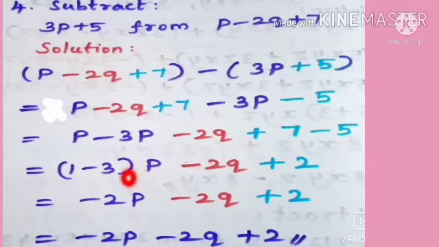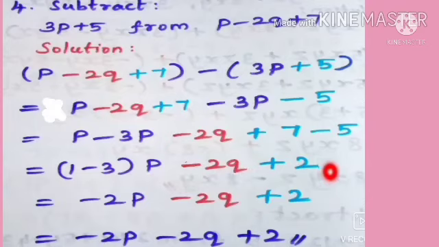In the next step, we have to subtract the coefficients of like terms separately. So, the coefficient of p is 1 and the coefficient of minus 3p is minus 3. So, 1 minus 3 is minus 2p. So, here the q term is minus 2q and the constant value is 2. That is 7 minus 5 is 2. So here we get minus 2p minus 2q plus 2, which is the required algebraic expression.